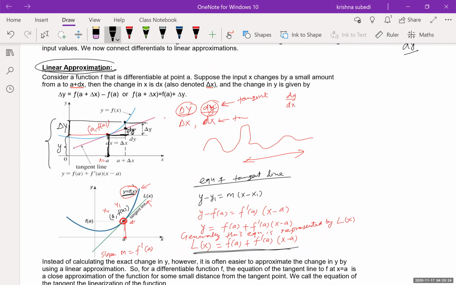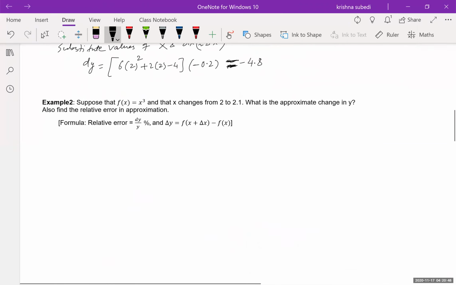The reason is simple: dealing with a curve, a different kind of function, is not easy, but dealing with a straight line is easy. So what we do is find the value of the straight line at some point, and then we say that value is approximately the same in that small neighborhood, so we can find the value of the function as well. So that's the idea. Now let's look at example 2.